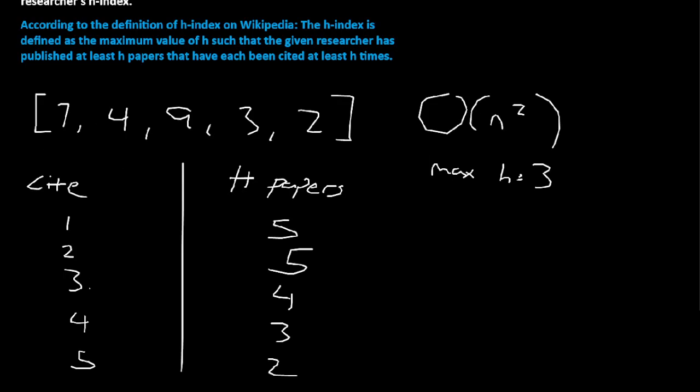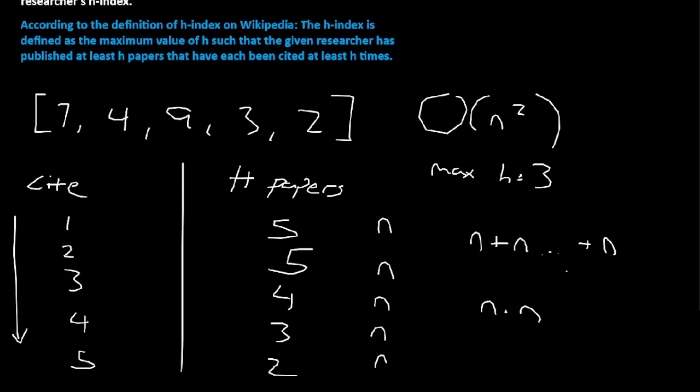The reason being, for this, we're going to iterate n times on this side, and for each time we're going to search n indexes. So that's going to be n plus n plus n, which is going to be n times n. I mean, not 5 times, but n times.